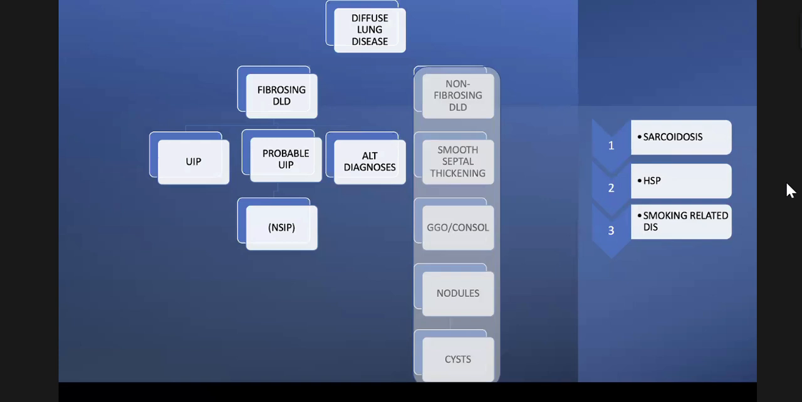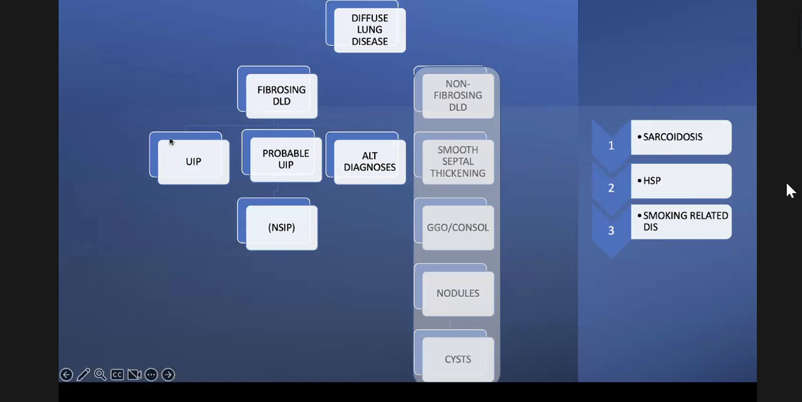So diffuse lung disease, it could be fibrosing, it could be non-fibrosing. Fibrosing, commonly it is usual interstitial pneumonia or UIP, probable UIP, and alternate diagnosis or inconsistent with UIP. There is a separate bucket called NSIP. NSIP doesn't really feature in the classification of the American Thoracic Society, but we are so used to talking about NSIP that it should be mentioned. And I will come when we discuss cases, how do we differentiate between all these.